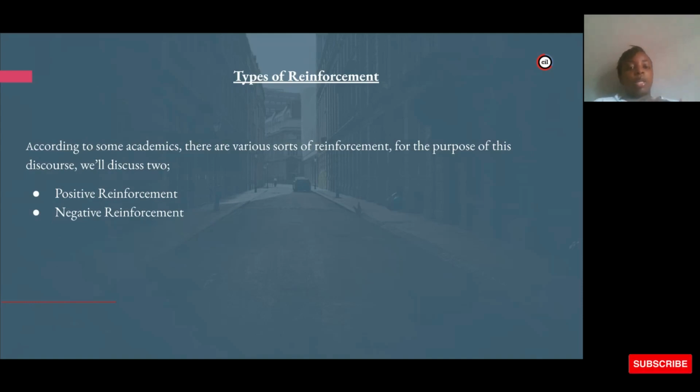Like I said, we'll be talking more on the types of reinforcement. We actually have several types, but for the basis of this internship, we'll be discussing two of them: positive reinforcement and negative reinforcement. We'll be dwelling more on positive reinforcement because that is the path we want to choose, and we've only scratched the surface of negative reinforcement. It will help us know how we can avoid that and dwell more on positive reinforcement.